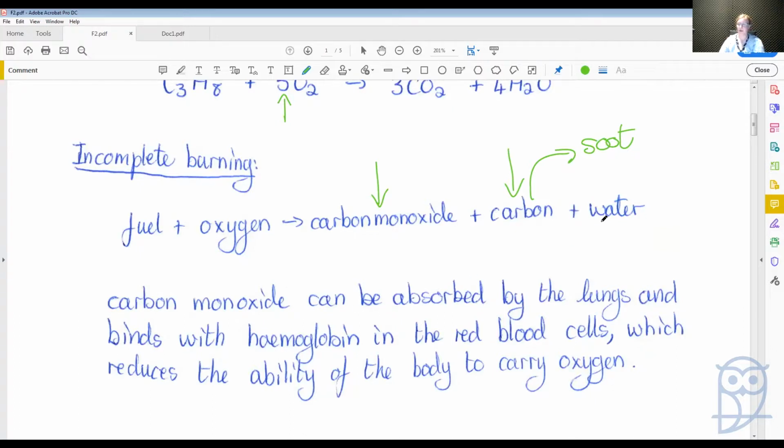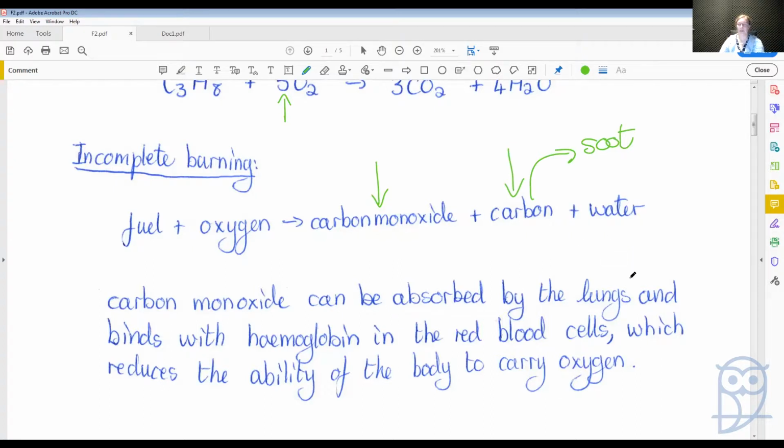Carbon monoxide can be absorbed by your lungs, where it binds with the hemoglobin in your red blood cells, which prevents your red blood cells from being able to transport oxygen to the places in your body where it's needed. So you end up having to breathe more. It feels like you're out of breath, but in actuality, what's happening is the oxygen can't be transported to where it's needed in your body.